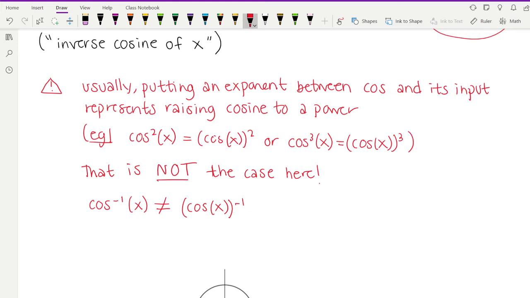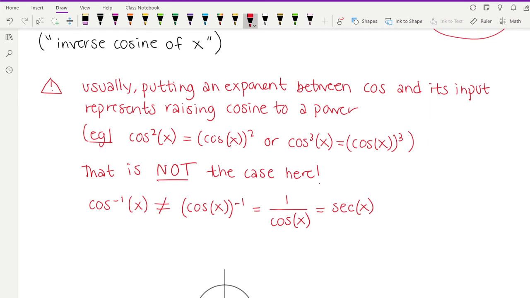But if you had cosine of x raised to the -1, what's another way of writing that? What does it mean to raise something to the -1 power? Well, a number raised to the -1 power would just be 1 over that number. So cosine to the -1 would mean 1 over cosine. And we already have a name for that, right? That's secant. So that is not the same thing. Inverse cosine of x is absolutely not the same thing as secant.